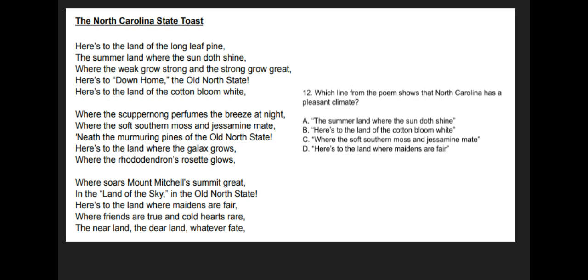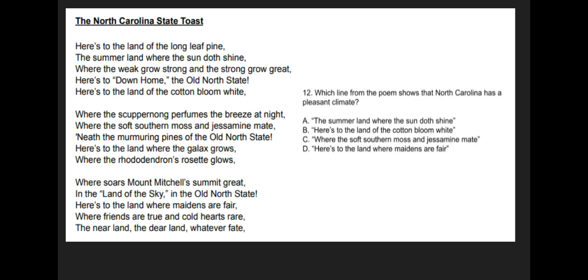Here's to the land of the cotton bloom white, where the scuppernong perfumes the breeze at night, where the soft southern moss and jessamine mate, 'neath the murmuring pines of the old North State. Here's to the land where the galax grows, where the rhododendron's roseate glows, where soars Mount Mitchell's summit great, and the land of the sky in the old North State. Here's to the land where maidens are fair, where friends are true and cold hearts rare. The land, the dear land, whatever fate.